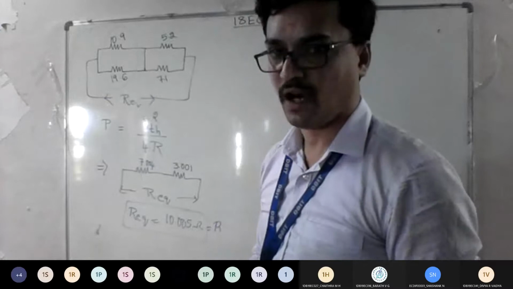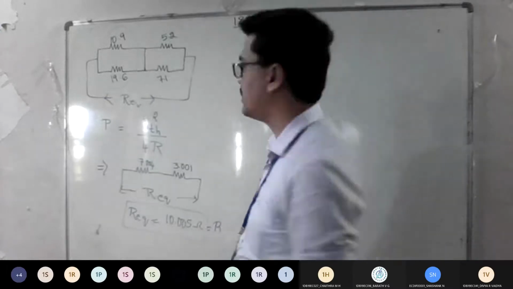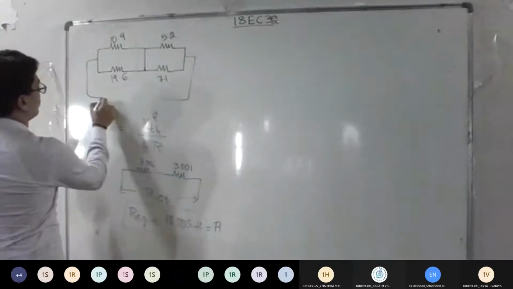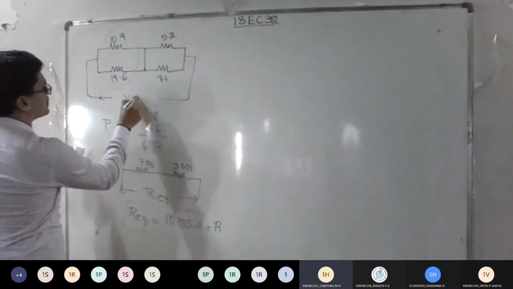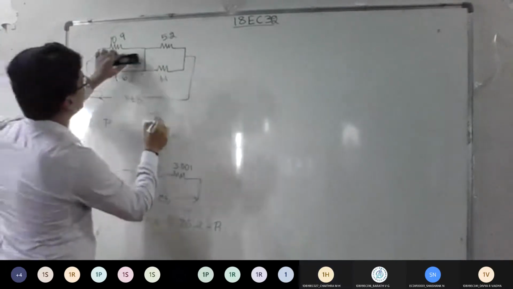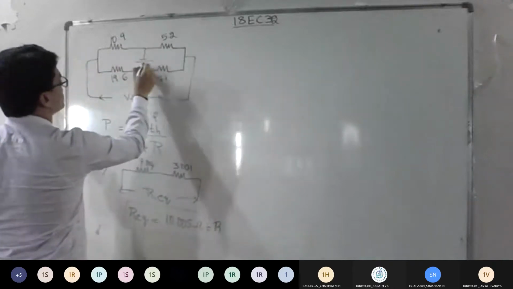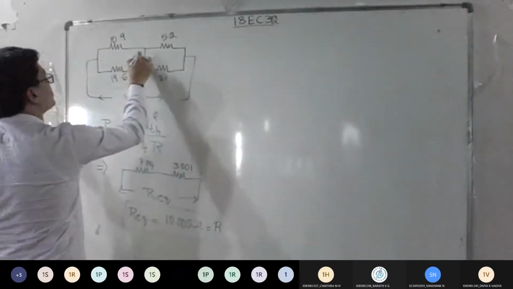So how to solve now? I need to replace the load with VTH, and you have to replace back your voltage source. So I think minus plus, what I gave, 100 volt.